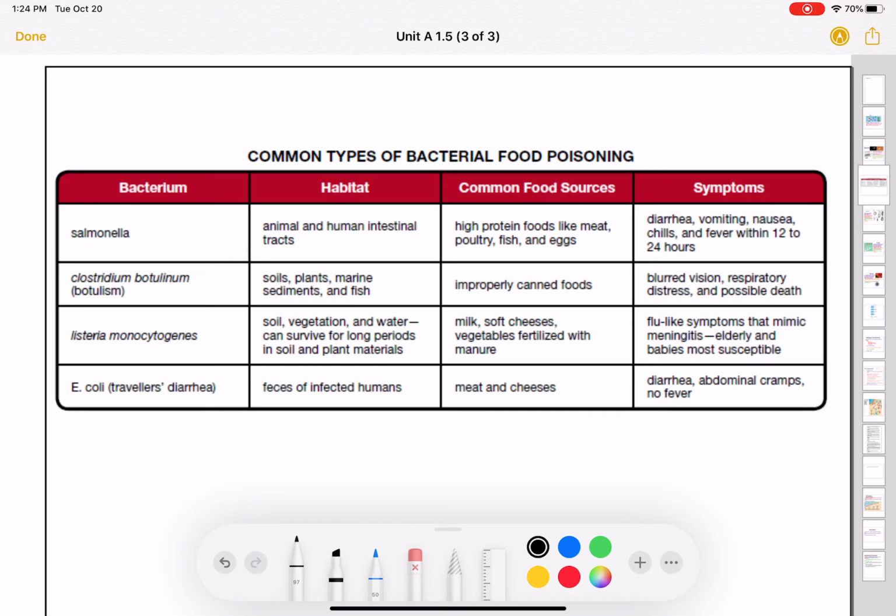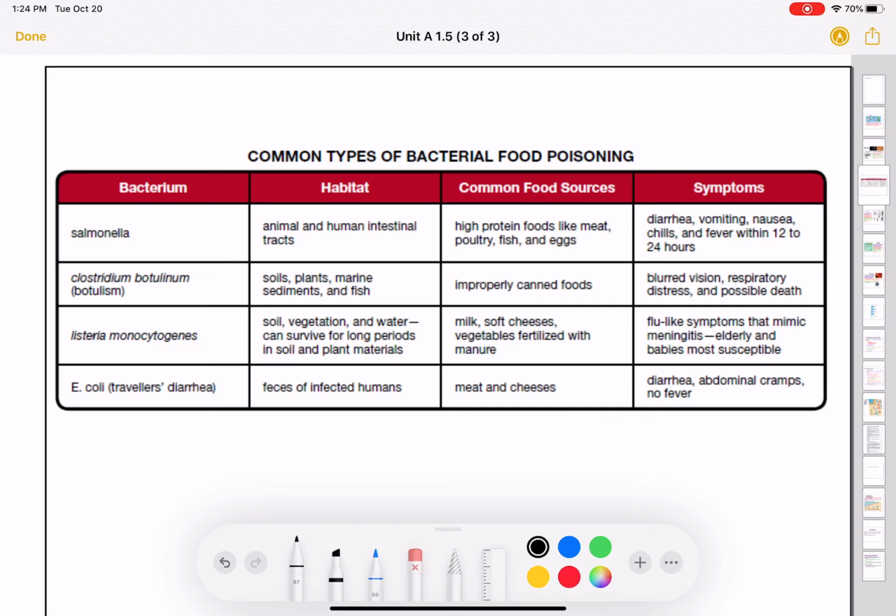The last one, E. coli. This one is pretty common. This is also known as traveler's diarrhea. This is in the feces of infected humans, so you get E. coli from humans. You can also get it from really any animal manure, so there's E. coli in water where it's close to farms, so the manure runs off into the water.